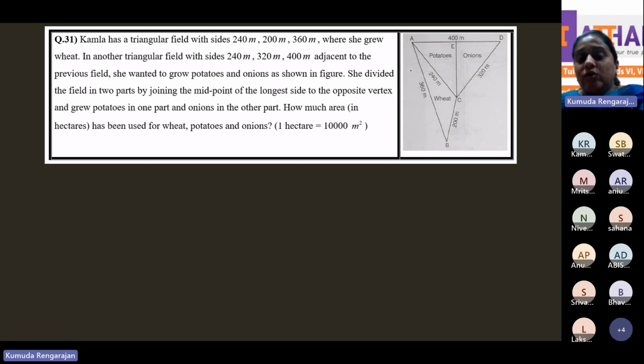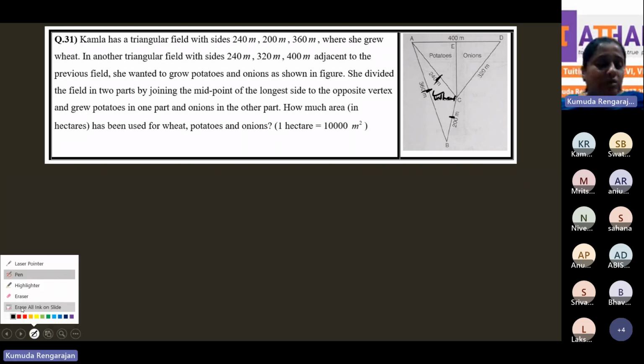For wheat, it's very simple. The area of the field used to grow wheat is the area of this triangle with sides 240, 360, and 200. Find the area using Heron's formula. That is the area on which she grows wheat.